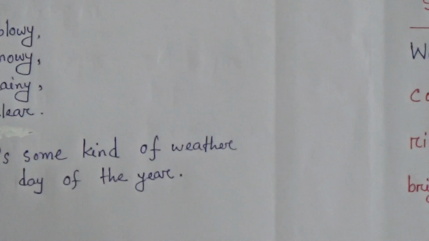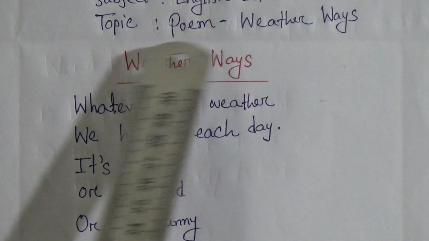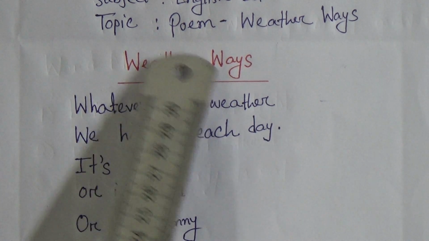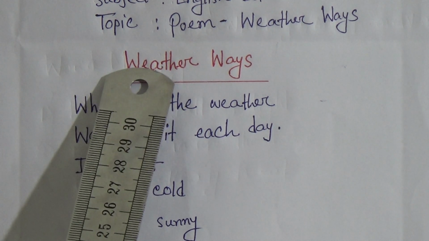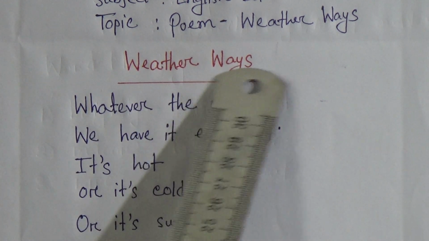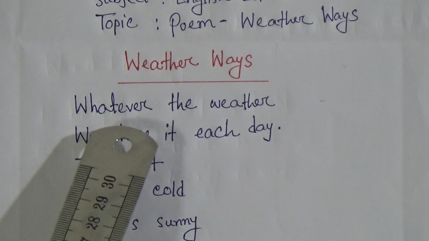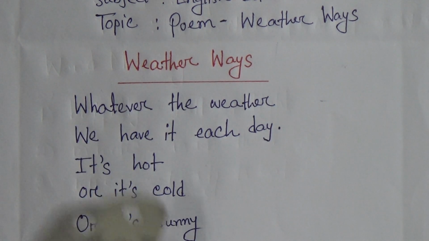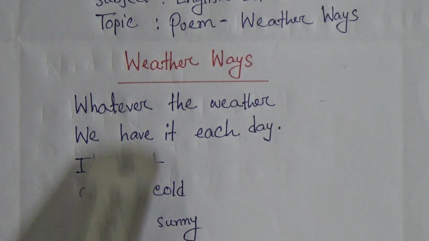Student, before writing this poem, you have to follow some rules. You have to write the title of this poem. The first letter of each word will be capital. That means Weather, W will be capital letter and W will be capital letter. And you have to write the poem the way it is written in your book. That means you have to put correct punctuation mark where it is necessary.